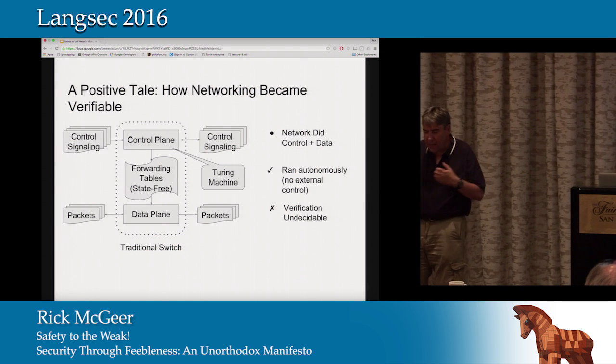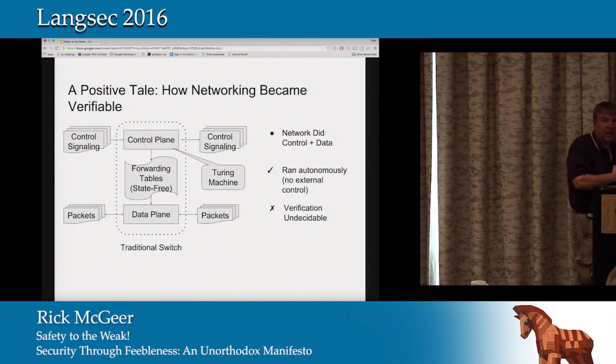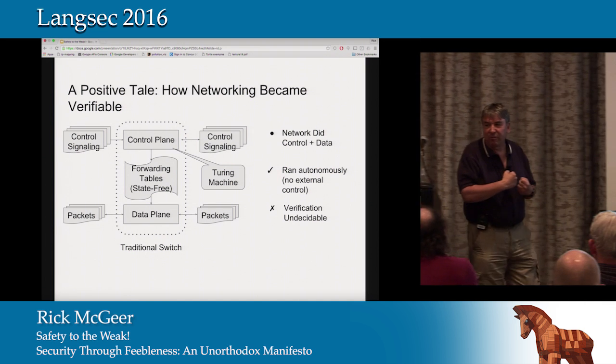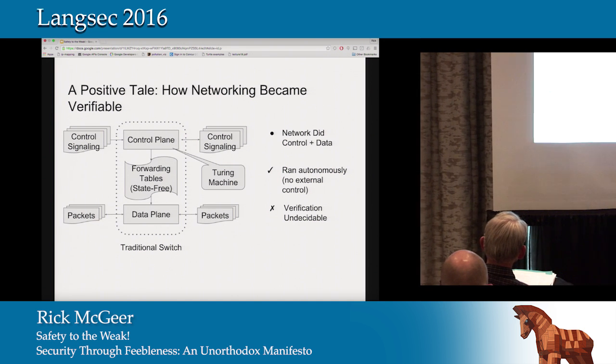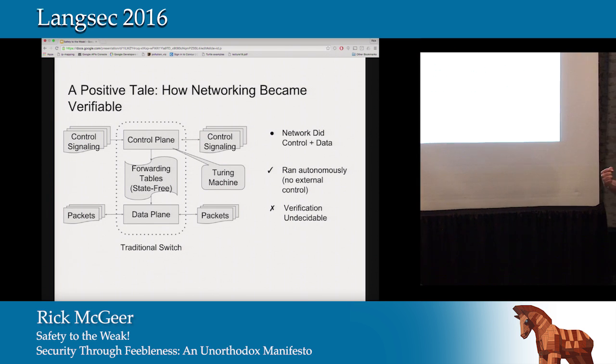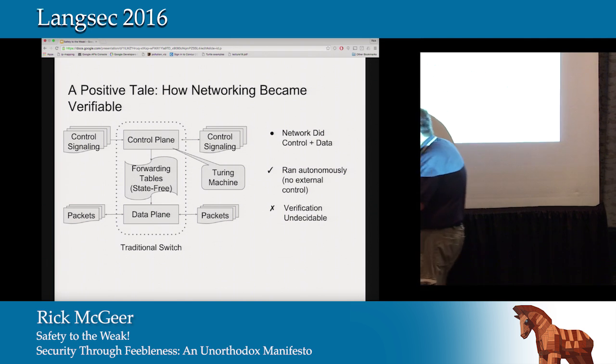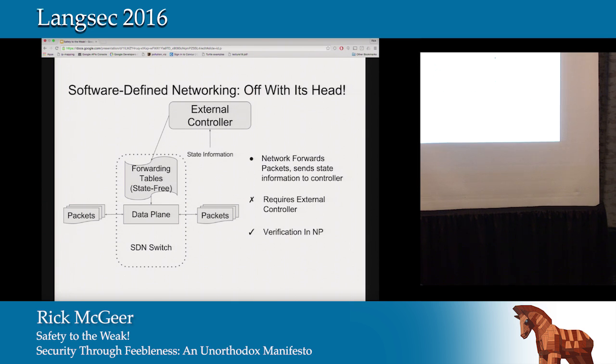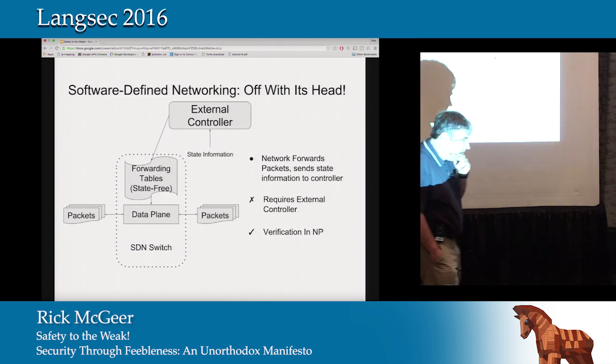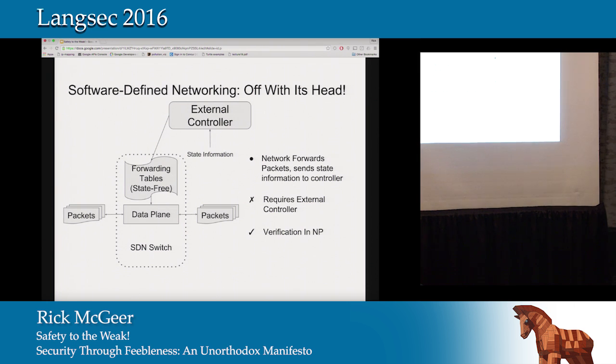Turing-complete system, and in fact what you have in the network is a bunch of them running a distributed algorithm to figure out how to send packets around. And of course, this is still unverifiable. You know, this is why you do Wireshark and stuff like that. So the good news, and the reason people did this, is that the network does control of data and runs completely autonomously, right? You don't need any external control at all. But the verification is, well, you have some CLI and SNMP and stuff like that, but it basically runs on its own.